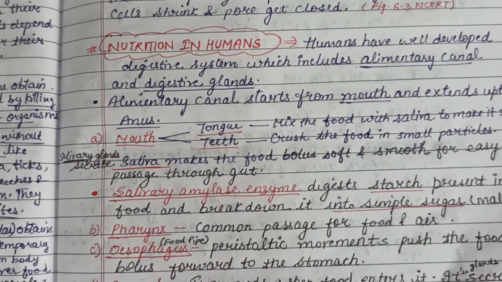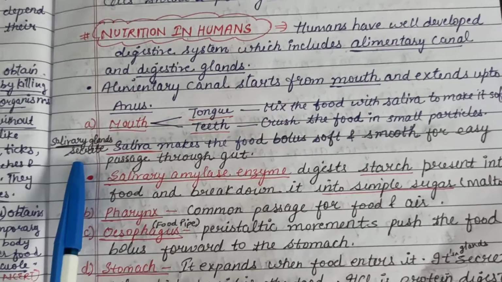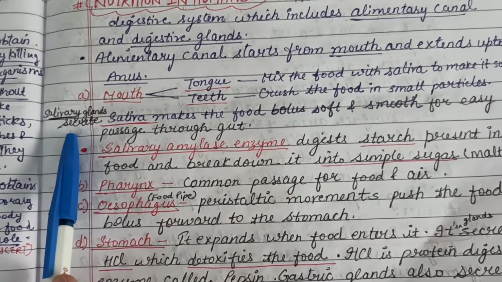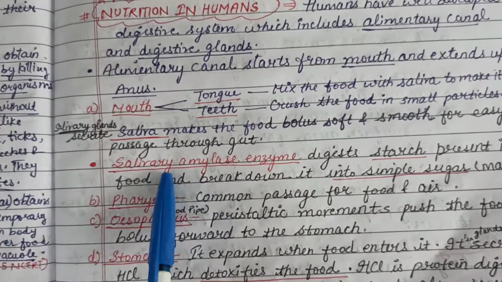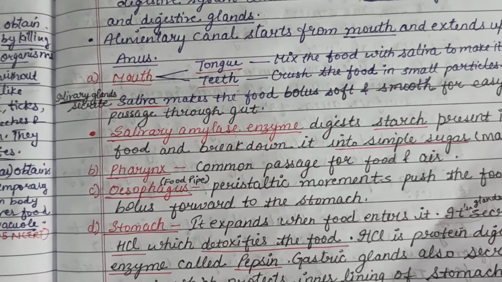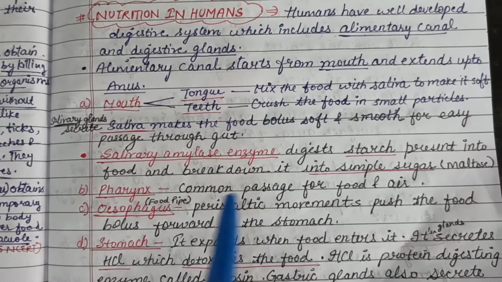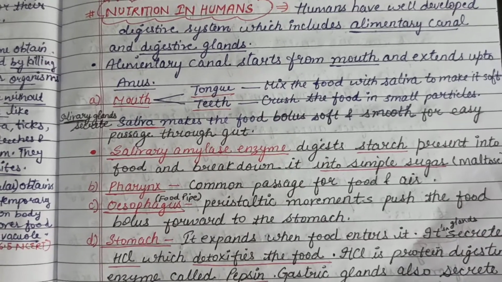Saliva, which is secreted by the salivary glands, makes the food bolus soft, and it also contains an enzyme called salivary amylase, which helps in the breakdown of starch in the mouth, right? So digestion of starch takes place in the mouth, and it is completed in our mouth.